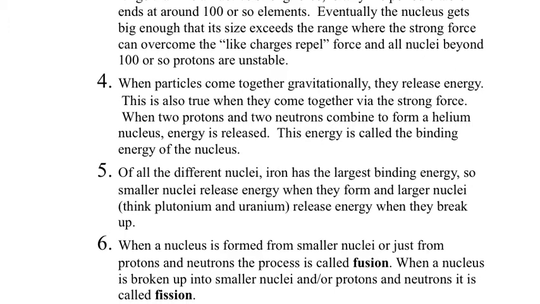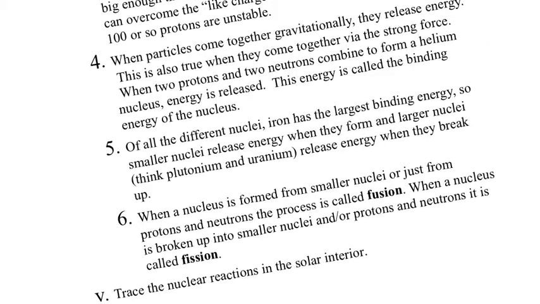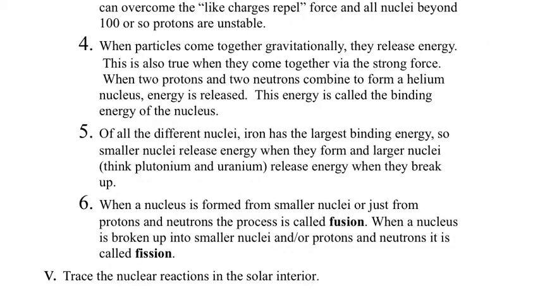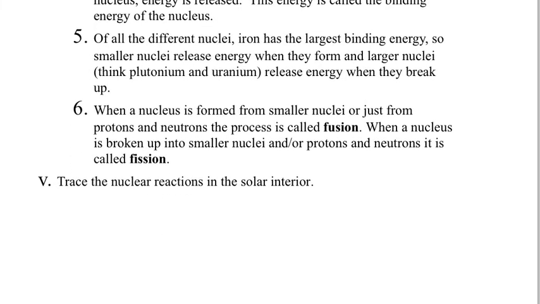Of all the different nuclei, iron has the largest binding energy. And so smaller nuclei release energy when they form larger ones up to iron, and larger nuclei like plutonium and uranium release energy when they break up to form something more like iron. So we have 2 processes, one where small nuclei get bigger and release energy, and one where giant nuclei get smaller and release energy. The first one is called fusion, and the other one is called fission.